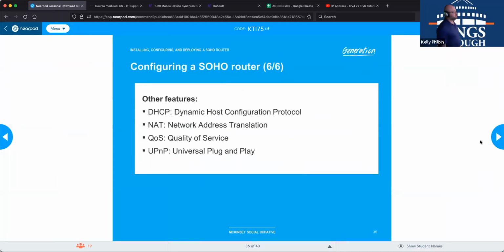All right. Other things you can set up if you wish: you have your DHCP, NAT, QoS, and Universal Plug and Play, as we talked about earlier. As with anything on your routers, if you see something and you don't know what it means or what it does, leave it be for now. Only mess with things if you know what they are, or turn things off if you know what they are.